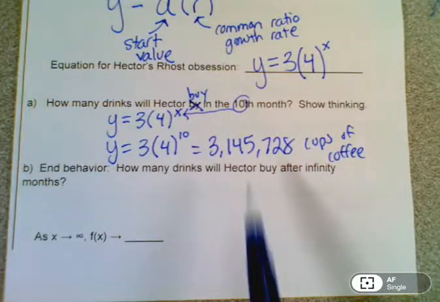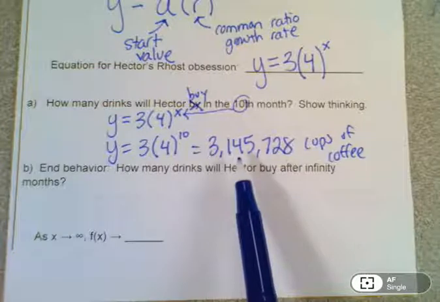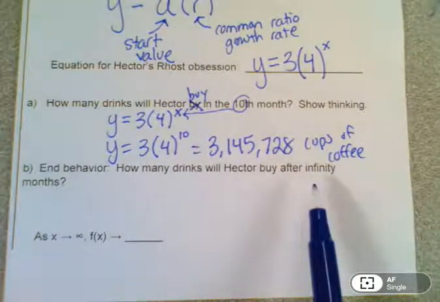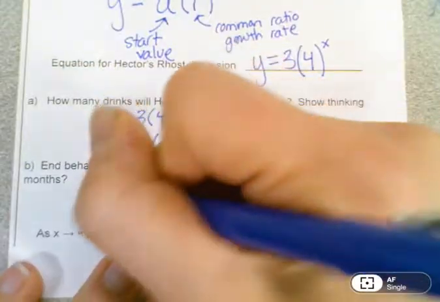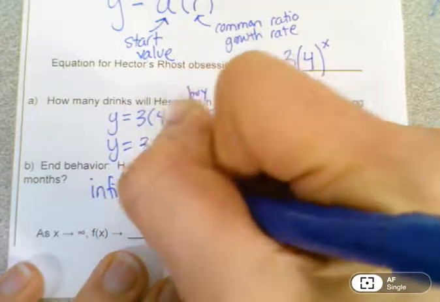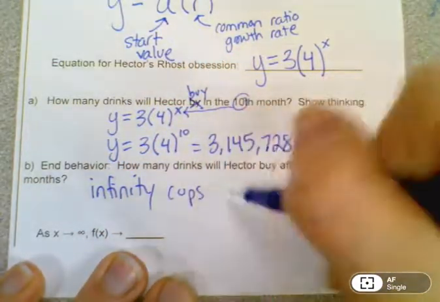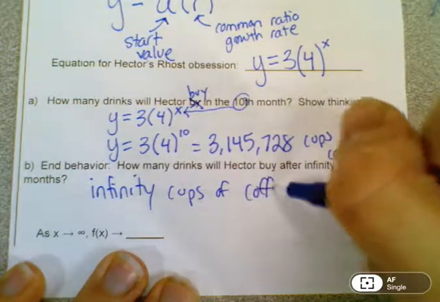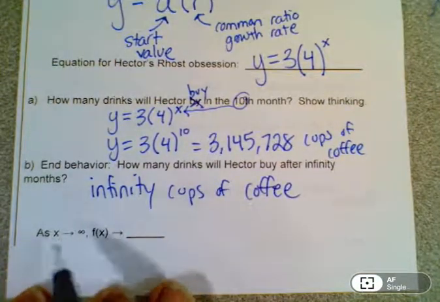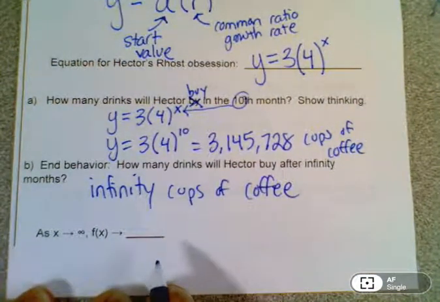And the answer, of course, is it's going to keep getting bigger and bigger all the way up to infinity. So he's basically going to buy infinity cups of coffee. Of course, this is not realistic. This is some fancy notation for end behavior.